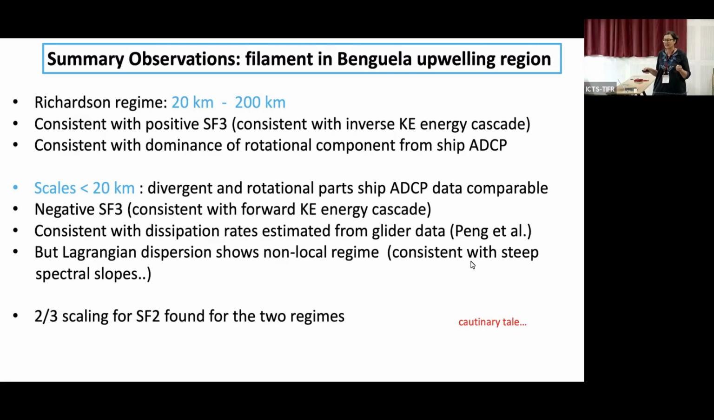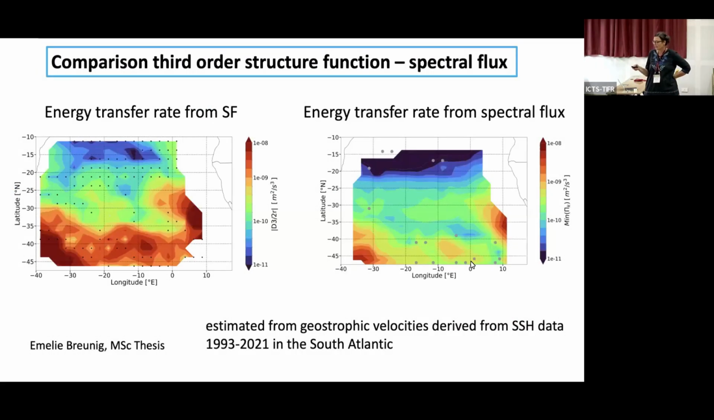The thing that is not consistent is that the Lagrangian dispersion shows for these scales actually a non-local regime. So this would be more consistent with steep spectral slopes. But as I said, this is a cautionary tale.